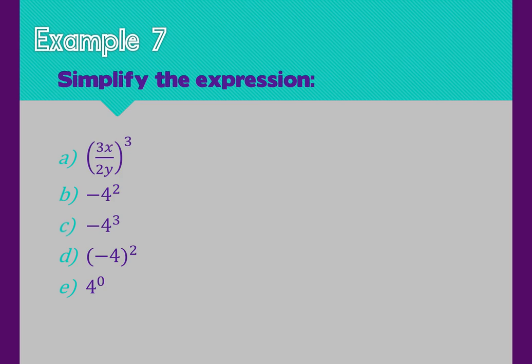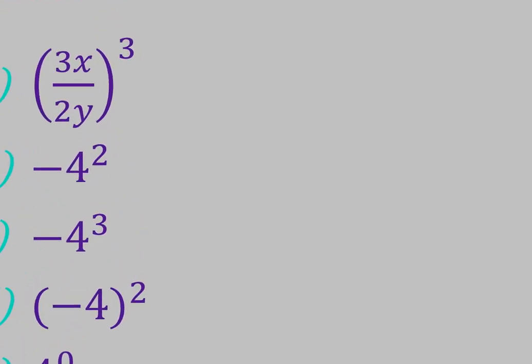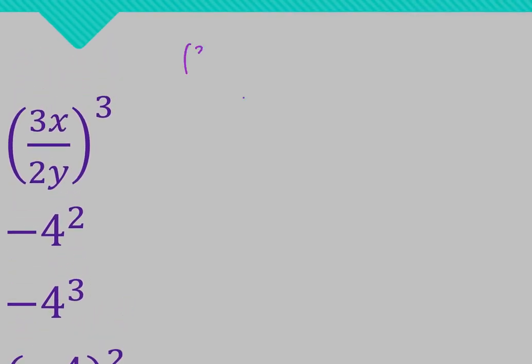Okay, last slide. So for A, we're raising a fraction to a power, right? And again, your brain can see this two different ways. You can literally, which is probably not what I would recommend, rewrite that fraction 3 times. So I could do 3x over 2y times 3x over 2y times 3x over 2y. And then I can multiply straight across in the numerator and straight across in the denominator.